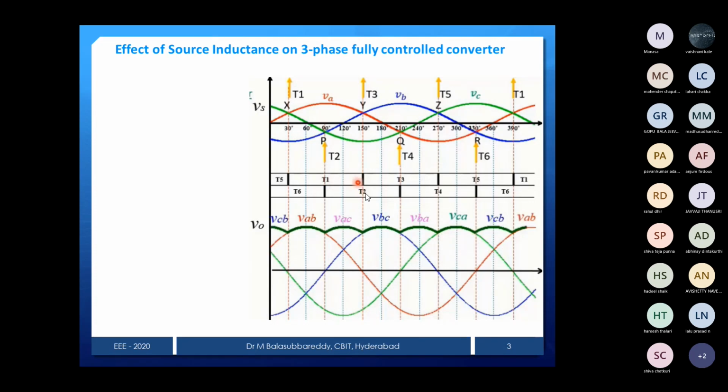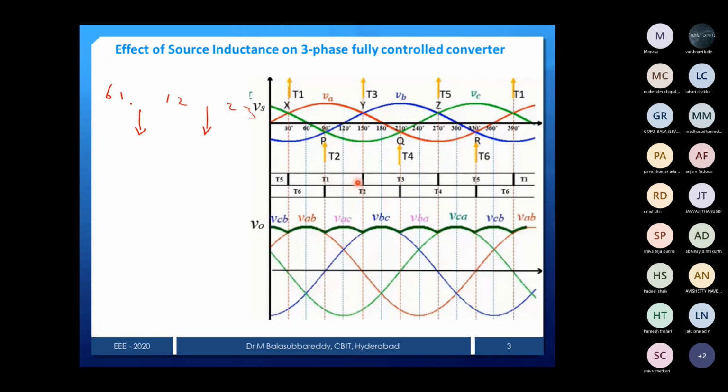6 1, 1 2, 2 3, 3 4, 4 5, 5 6 and then 6 1, that is the sequence. But actually, if I consider the source effect, in between there is one more interval that comes into the picture. So now we can see what I explained. Suppose 6 1, then 1 2, then 2 3. In between, tell me what interval will come into the picture. Like that, in all the cases. By seeing this it is very clear.